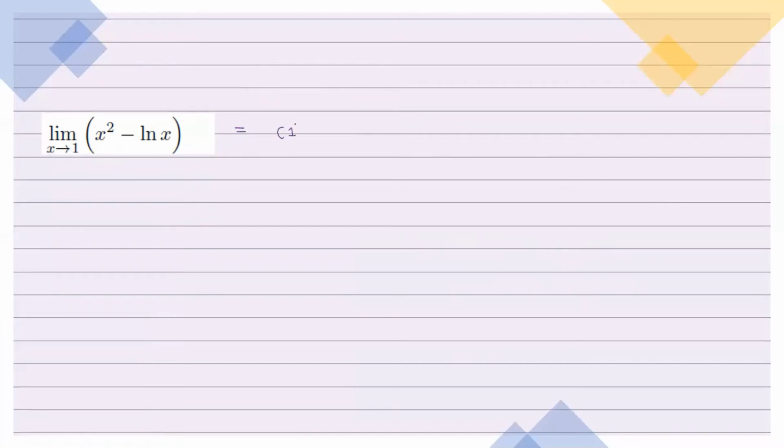1 squared minus ln 1. Okay, I'll give you a few seconds to think about what the value of 1 squared minus ln 1 is. I'll give you 5 seconds. Okay, so 1 squared, that's easy. It is equal to 1. And ln 1 is equal to what? To 0, right? So this is equal to 1. Let us proceed to the next example or the next exercise.